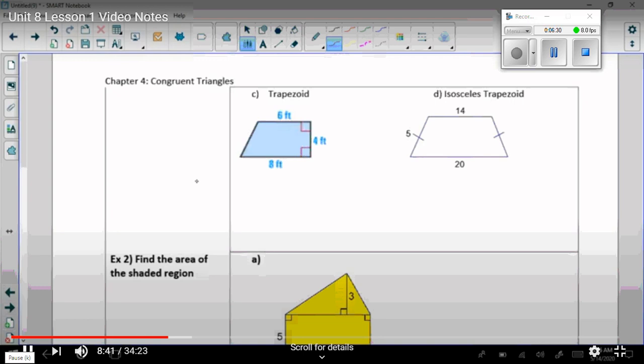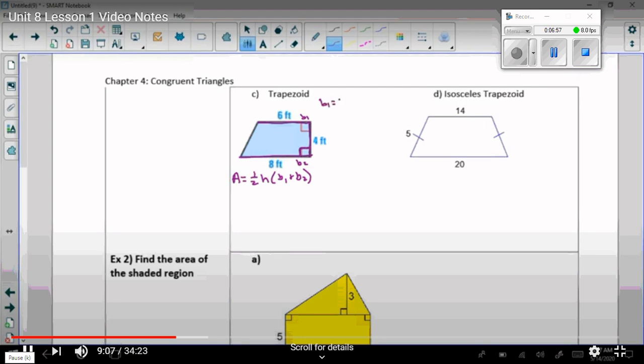All right, so trapezoids are a bit different because if you look at the formula, you have 1/2 times the height times B1 plus B2. And your bases, your B1 and B2, are the parallel sides. It doesn't matter which is which. Your height will, again, always form that 90-degree angle with the base. So the height in this case is 4.